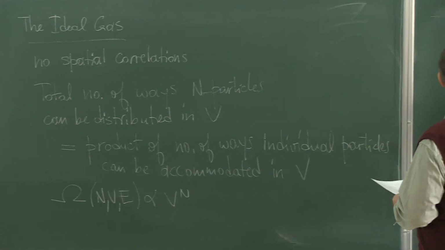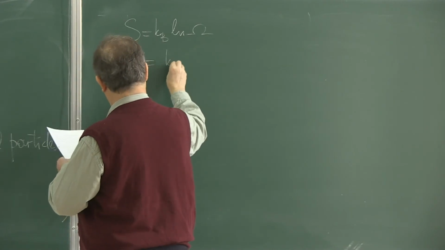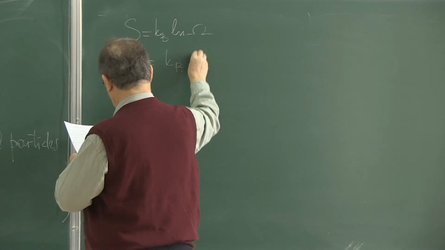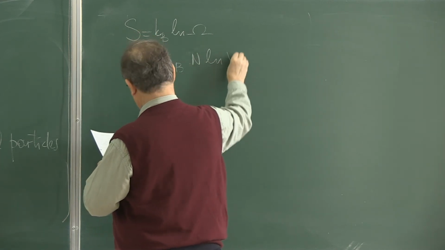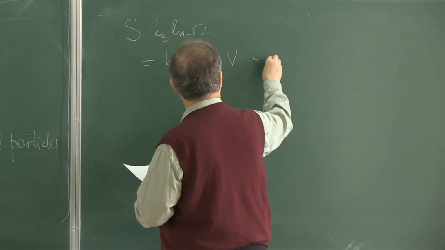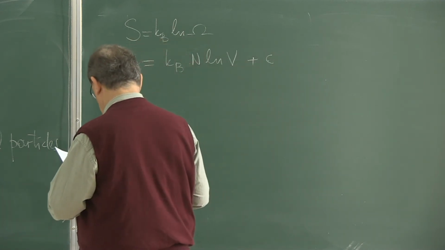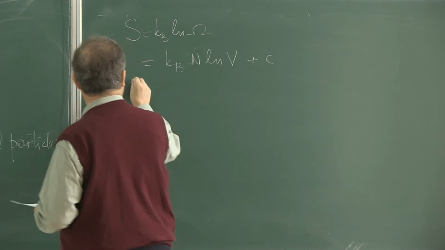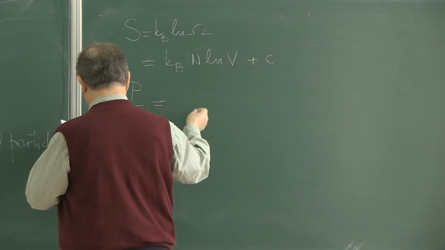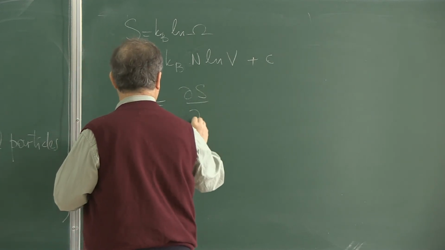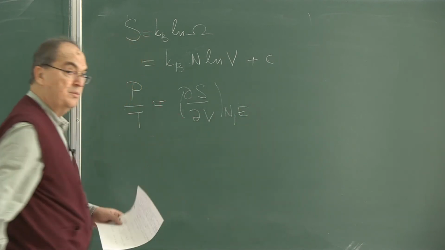So, if that is the case, we can get our entropy, Kb ln omega. Well, it is proportional to Kb n ln V plus a constant, ln C, for example. And by taking derivatives, we can get the pressure, del S del V, and E. How clever, isn't it?